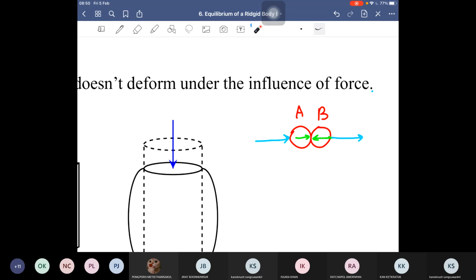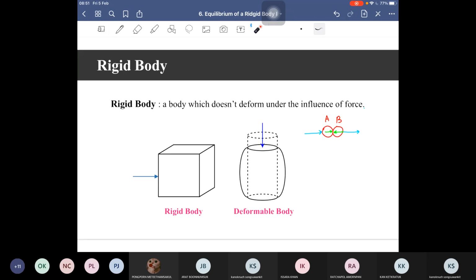So this is the explanation for the sliding vector. The vector can slide from one point to another point if they share the same line of action. Okay, so for the rigid body, we must use this fundamental. And for studying the equilibrium of rigid body, we need 2 out of 3 of Newton's laws of motion.